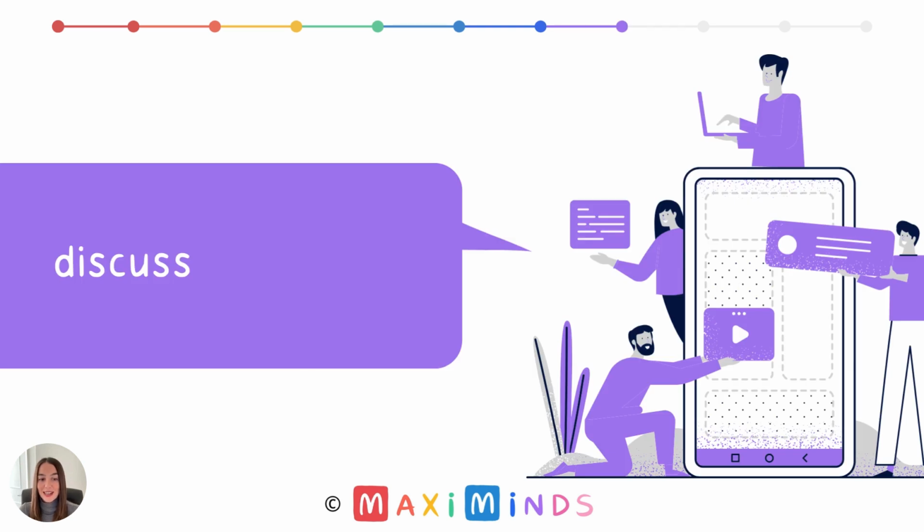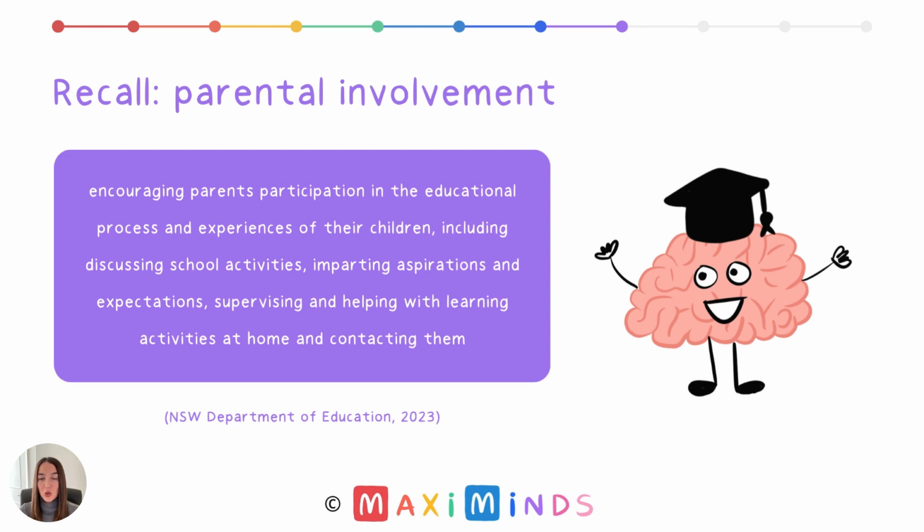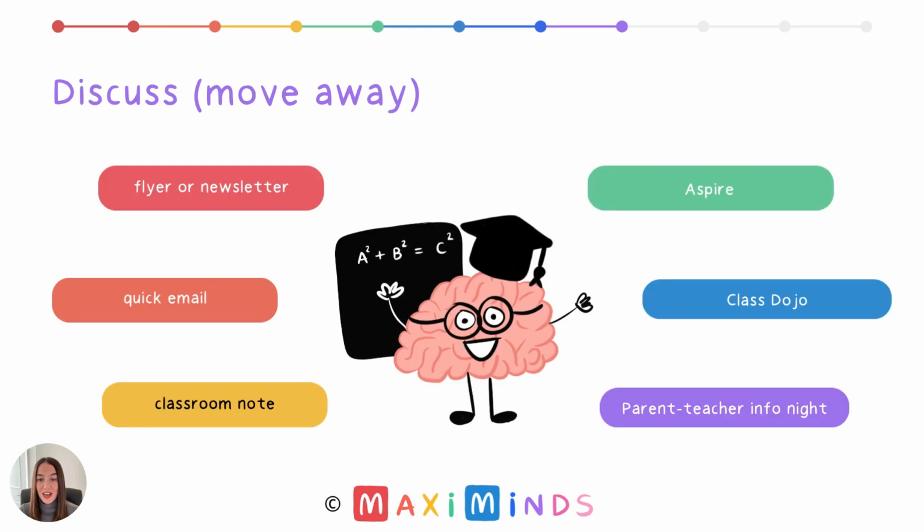And finally, discuss, as our third strategy, which is really about moving the conversation away from the way that they may be coming to you and putting it into a more structured way to have an interaction with them. So recall that parental involvement is actually good. It's helpful to have them involved in their child's educational process and experience, whether that be talking about class activities or school activities, different aspirations, supervising how they can help with homework, and contacting them. So discussions and understanding the parent and their involvement is always advantageous from a child's perspective.